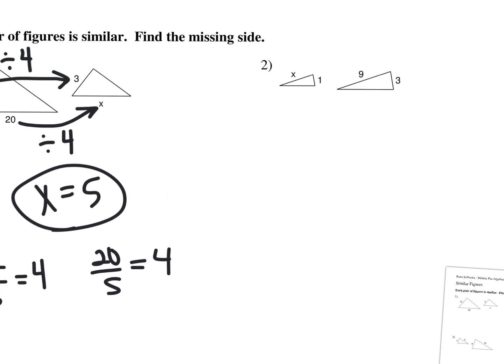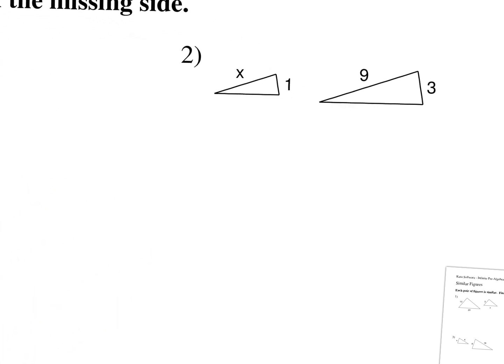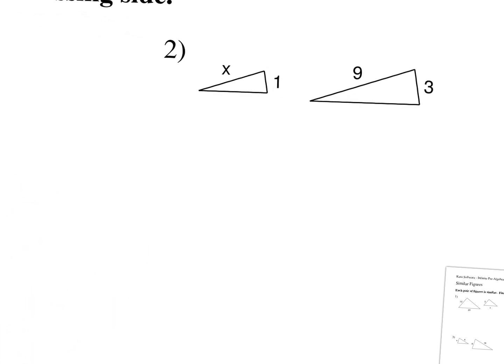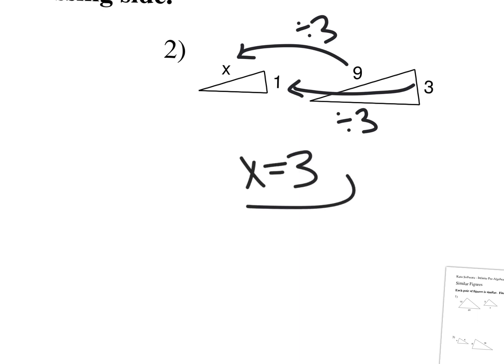Then if we look at number 2, they kind of switch things around. Now our variable's on the left triangle instead of the right one, but always going towards the variable. So going from 3 to 1 is dividing by 3. So 9 divided by 3 would be 3. So x equals 3 for number 2.